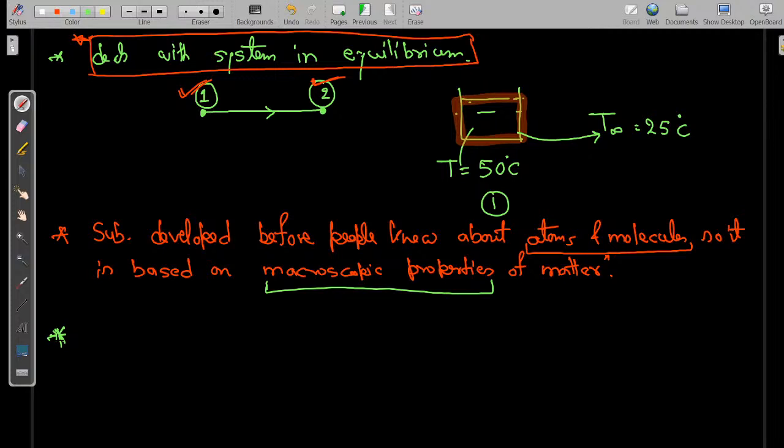Navneet, both microscopic and macroscopic studies are there. I have nowhere written in this sentence that microscopic studies are not there in thermodynamics. I am saying the subject was developed well before we knew about atoms and molecules. That's why it was initially developed based on the macroscopic properties of matter. I am not saying that we are not studying microscopic properties.